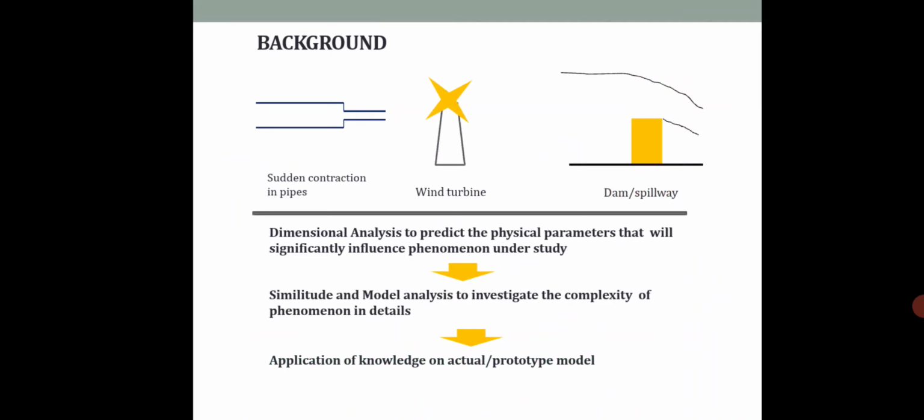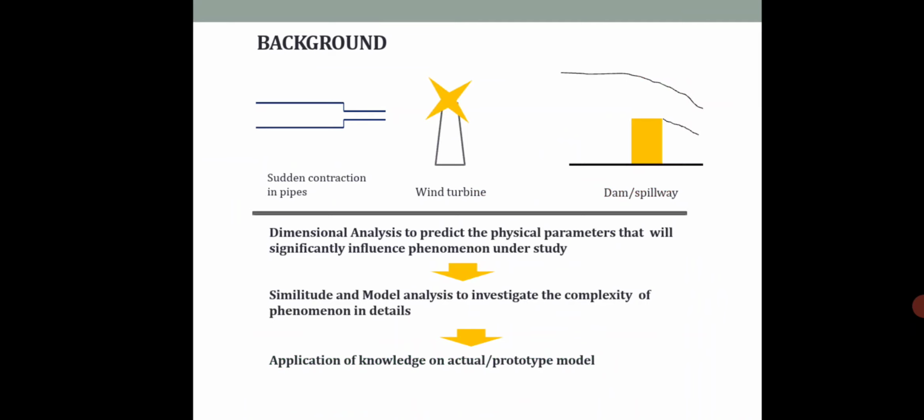You can see that there is a sudden contraction in pipes, and the wind turbine. Dimensional analysis is used to predict the physical parameters that will significantly influence the phenomenon under study. So this is a sudden contraction in pipes, this is wind turbines, and the dam, how the fluid flows over the dam. These are some practical applications we can study here. We can do this by running experiments in the model lab.